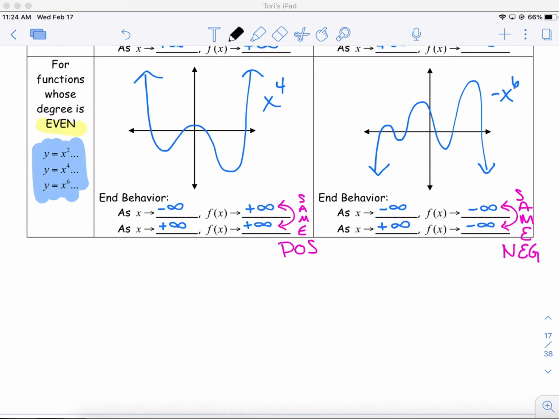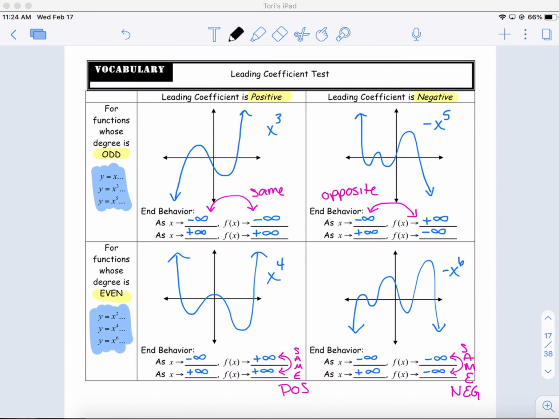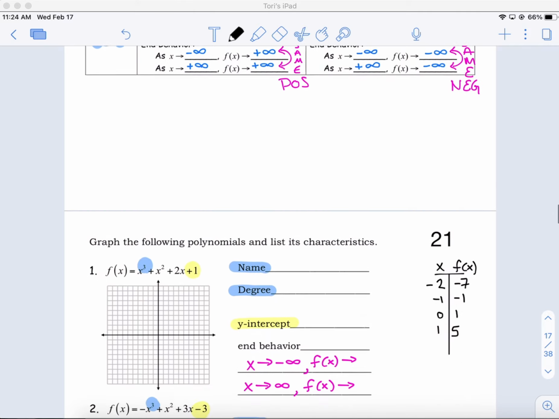Okay, no matter what. All right, if you would, take a minute, pause the screen, copy anything you missed, and let's go ahead and move on to the next page.